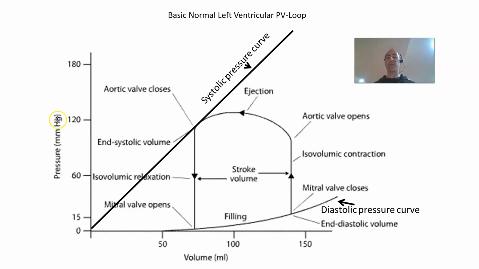So the PV loop, pressure in millimeters of mercury, which is the way we measure blood pressure, is on the left axis. Volume in milliliters is on the x-axis. So the y-axis is pressure, the x-axis is volume. This particular loop represents a basic normal left ventricular PV loop. So this is the amount of pressure and the amount of volume located in the left ventricle, which is the biggest, strongest chamber of the heart, and that's the one that pumps the blood to the rest of the body. So that's the most important chamber of the four.